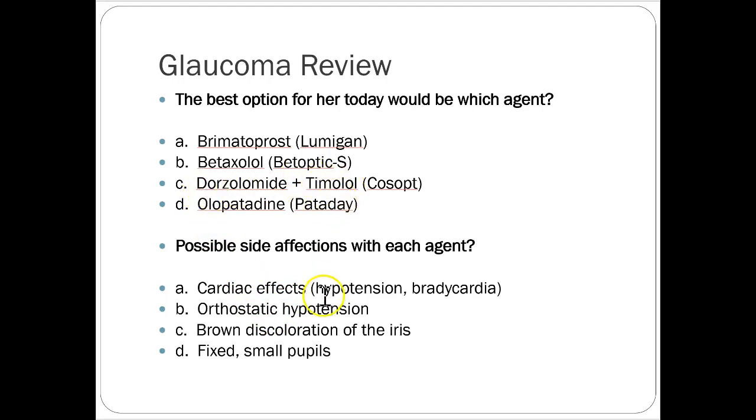Timolol would also cause cardiac effects, because it's a beta blocker, but dorzolamide is usually given in combination with a beta blocker as that particular product Cosopt. And olopatadine, that's an antihistamine, so we wouldn't use that for glaucoma at all. But it's not going to cause fixed small pupils. So what would cause fixed small pupils? That'd be our cholinergic agents that we really don't use unless somebody's not responding well to anything else.